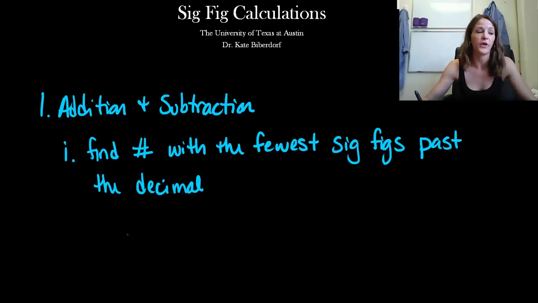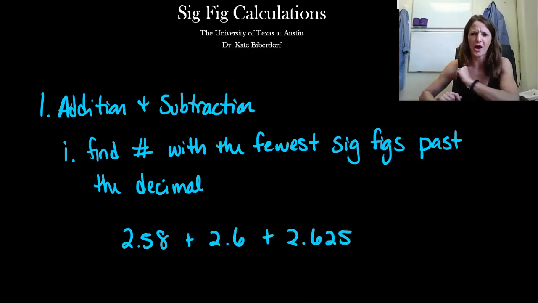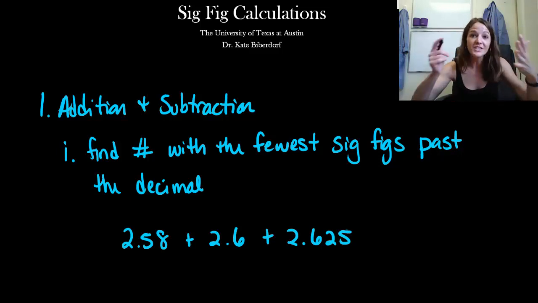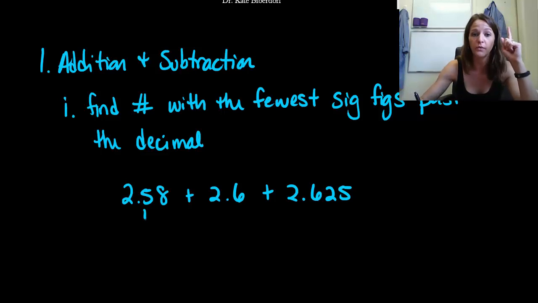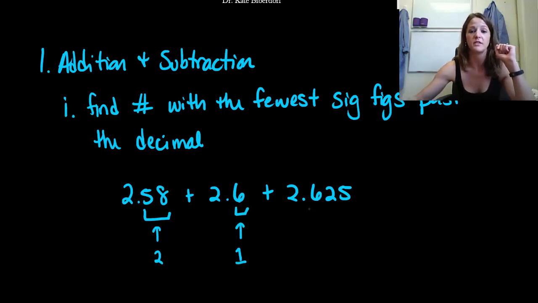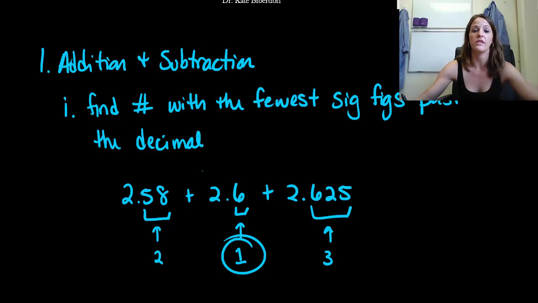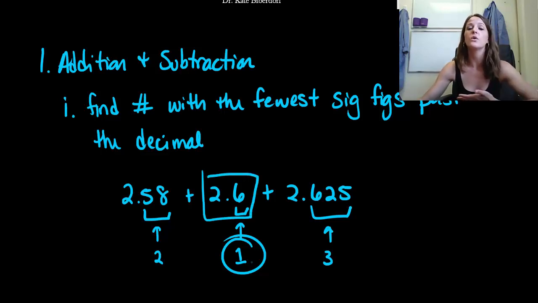So let's say I gave you a problem. I asked you to add 2.58 plus 2.6 plus 2.625. Very, very complicated problem. I'll even let you use a calculator. The first thing you have to do is identify how many significant figures are in each one of my numbers. We're doing addition and subtraction, so I'm only looking at the digits past the decimal. This one, I have two significant figures past the decimal. On this one, I only have one. And on this one, I have three. So this one, this number, is going to be my most important number because it's going to actually dictate how many significant figures I can use in my answer.